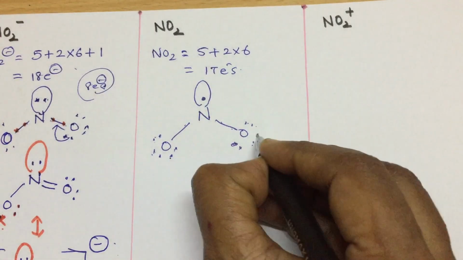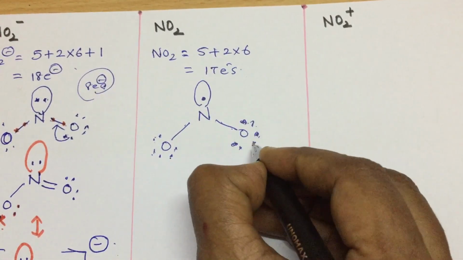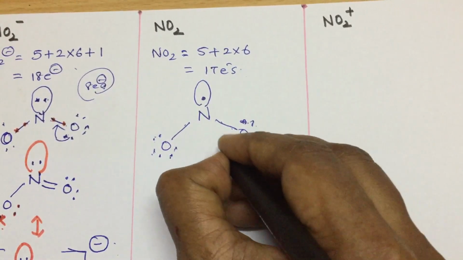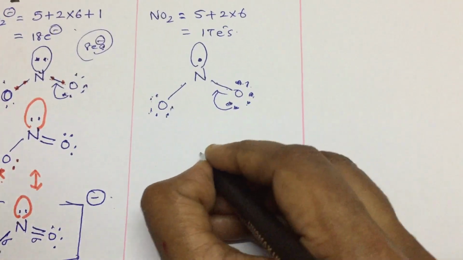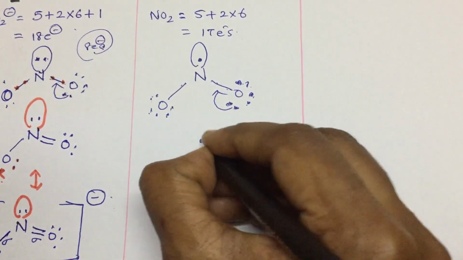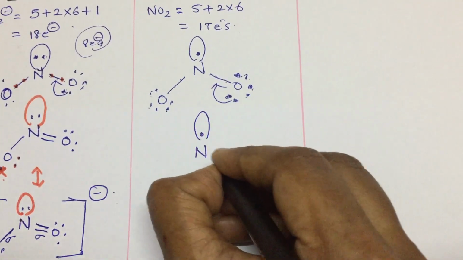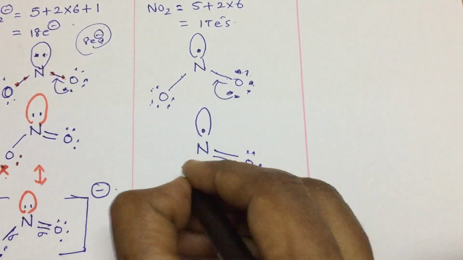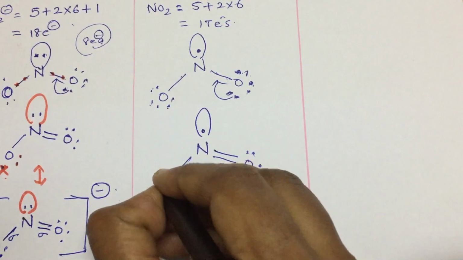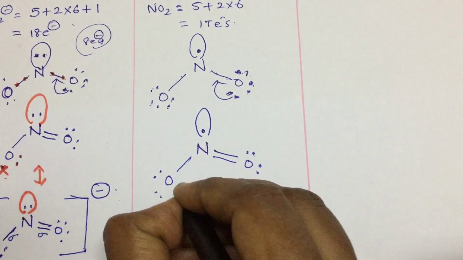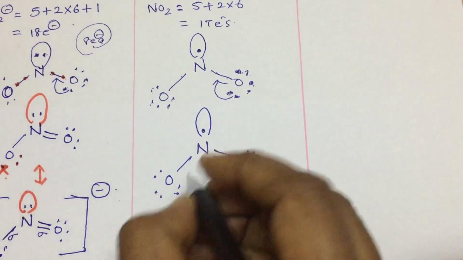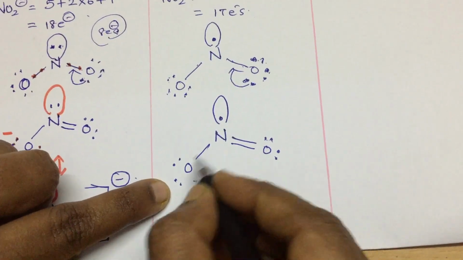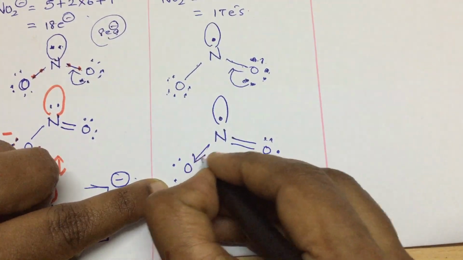Now check, the nitrogen doesn't have an octet as usual, so I am shifting the electrons here to form a bond. So now there is a single electron. It is not a lone pair, it is a single electron. After moving, it has only 2 lone pairs, and this oxygen. See, there is a coordinate bond here. The oxygen has an octet but only a single bond, so it is a coordinate bond.